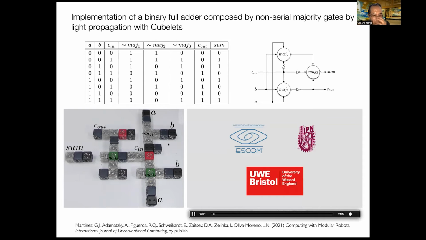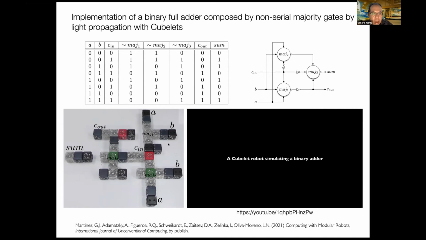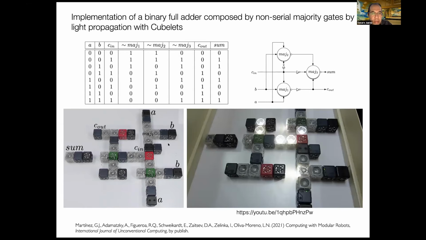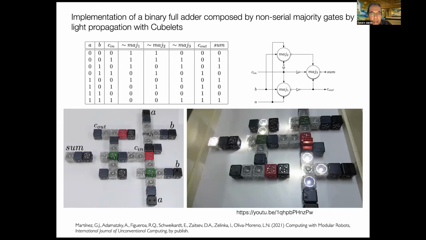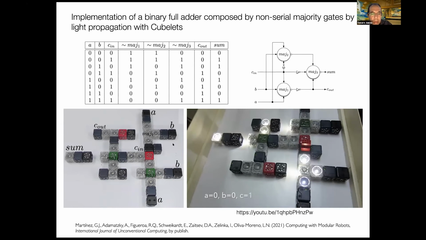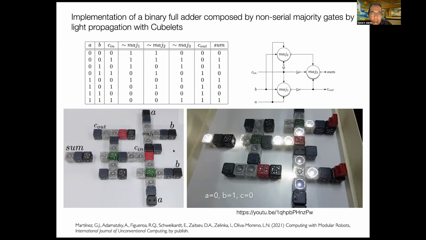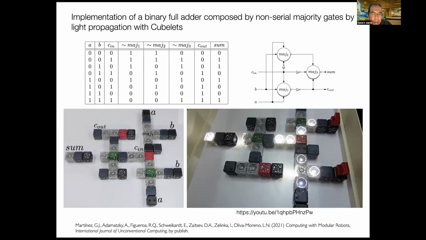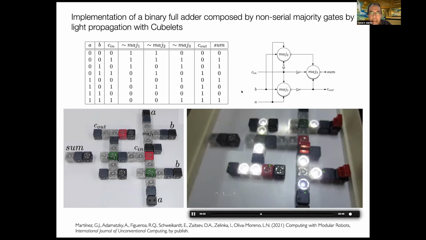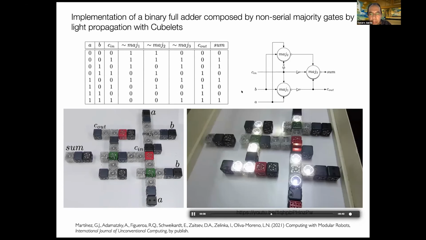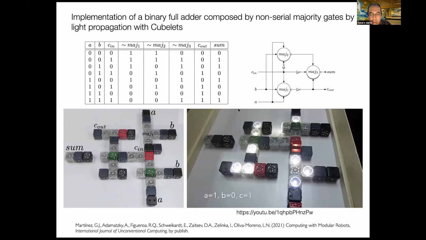Of course, the design is probably not the most optimal implementation because we need to specify the values A and B with two Cubelet sensors. However, we can connect these inputs using more robots. But the final result here is that the propagation of light in this design produces exactly the action of this full adder.